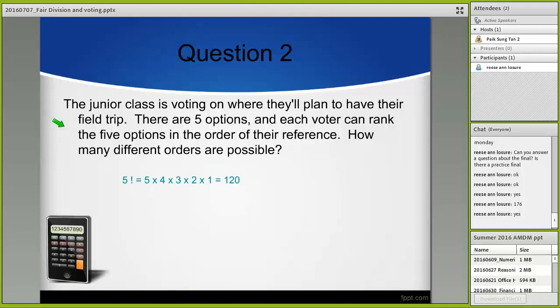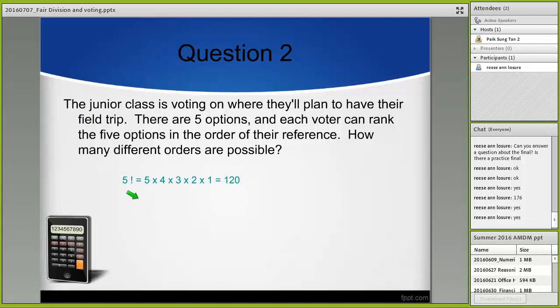If there are 4 options, then it's 4 factorial. Do you know what factorial is? Factorial means, if you have 3 factorial, it means 3 times 2 times 1. And 4 factorial means 4 times 3 times 2 times 1. 6 factorial will be 6 times 5 times 4 times 3 times 2 times 1. So that's what factorial means.